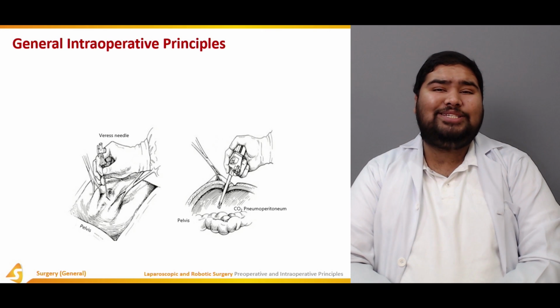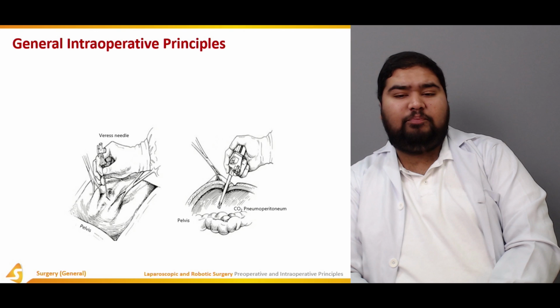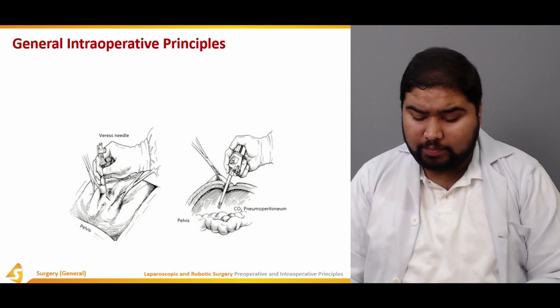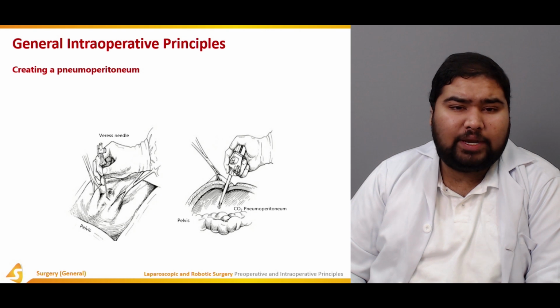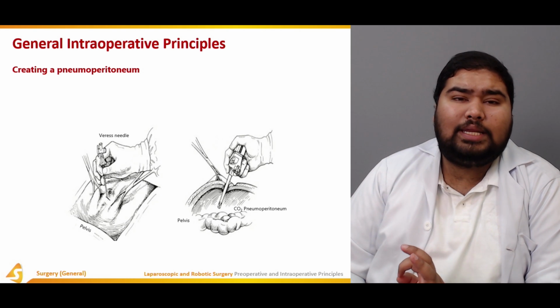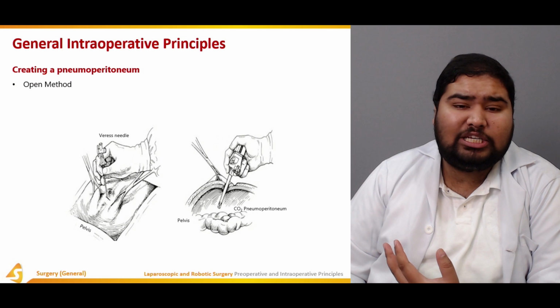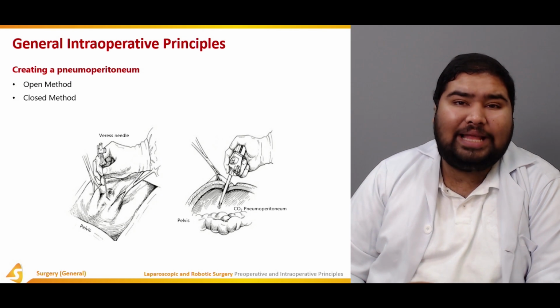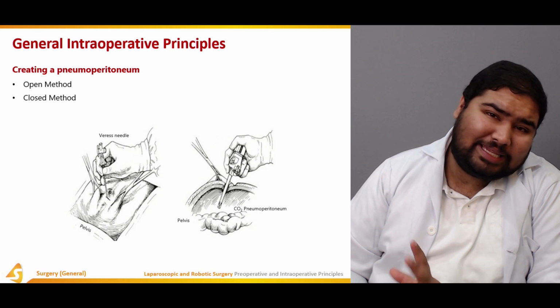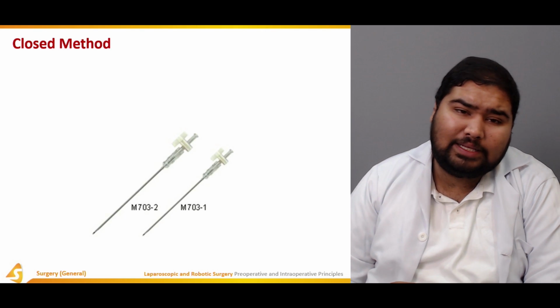Now, what are the general intraoperative principles? General intraoperative principles include creating a pneumoperitoneum. Creating a pneumoperitoneum has two methods. These are the open method and the closed method. So we'll see what these open and closed methods are.